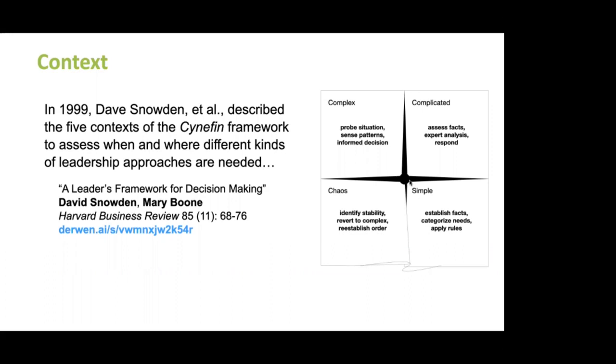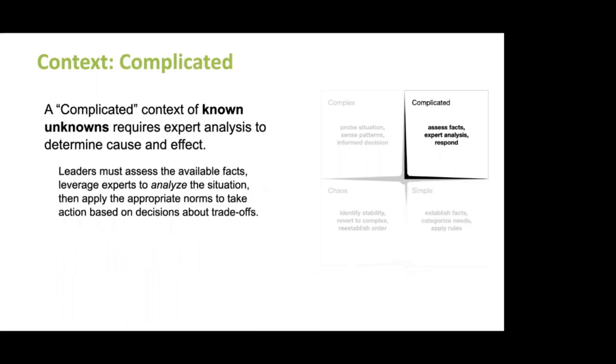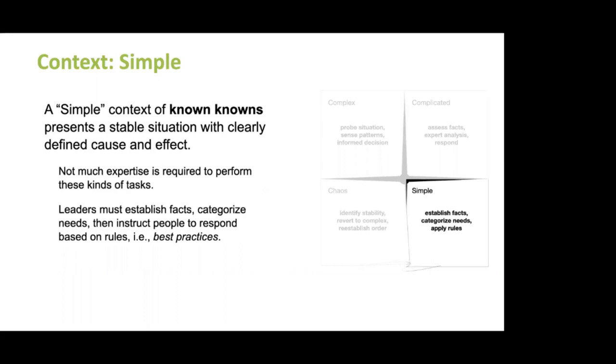but just to talk through this, simplest is the known knowns. There's a simple context of known knowns, and this is where you have a stable situation. You have clearly defined cause and effect. There really isn't a lot of expertise required so long as you know what the best practices are. You just establish the facts, determine the needs, and follow the rules. And so simple context is, well, a nice thing to have at times.